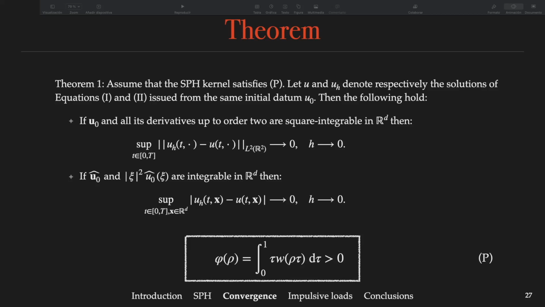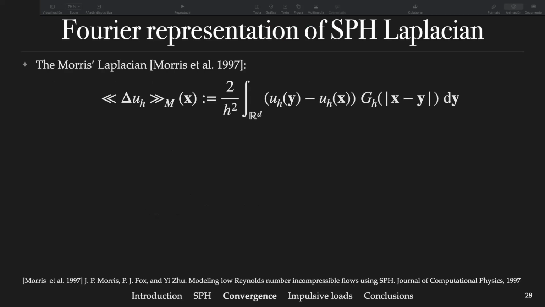I will now sketch the proof of this theorem. This proof is divided into two parts. First, I show how we can obtain the Fourier representation of the SPH Laplacian. And second, I will finish the proof by showing how we can establish a bound for the error using both the consistency and the stability properties of the SPH problem. So we consider here only the case of the Morris Laplacian. The Monaghan Laplacian is also treated in the thesis, but I will just do in full detail the derivation of the function phi for the Morris Laplacian.